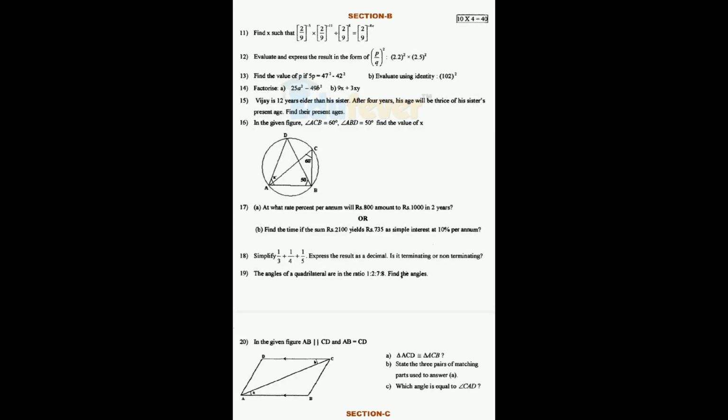Hello children, this is the question paper for class 7 maths final term examination. This is part 2 where I am going to solve section B.